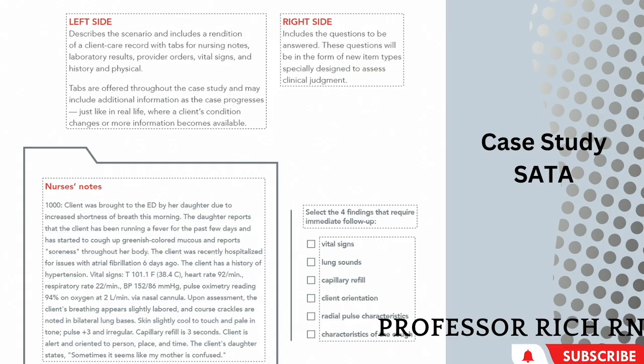So here in the case study Select All That Apply options, we have the case study, and we have to pick out what are those important things based upon that story. If we go back to our options, we have vital signs, lung sounds, cap refill, client orientation, radial pulse characteristics, and characteristics of a cough. Okay, so 4 things we'd want to pick from. Immediately, we probably would say fever, so vital signs, lung sounds, client orientation, and then we can continue to evaluate that. But this is just an example question for that one.